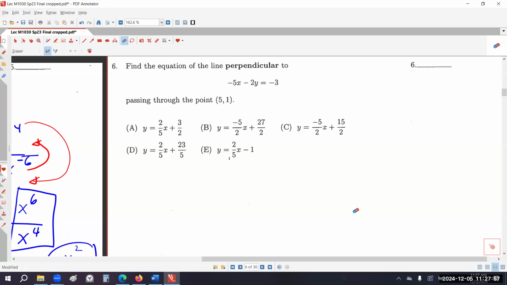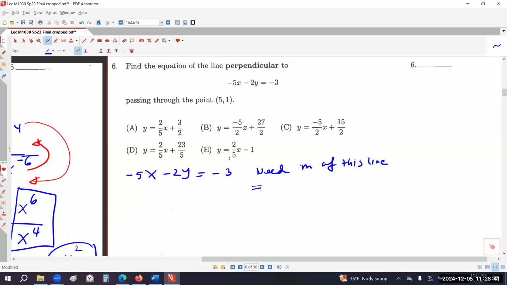The next one: find the equation of the perpendicular line of this equation that goes through the point (5, 1). It's from chapter 3. What is our step 1? They gave us this line because this will tell us what would be the slope of the perpendicular line. So we need the slope of this line. And to see the slope, we need to convert this into y equals mx plus b format.